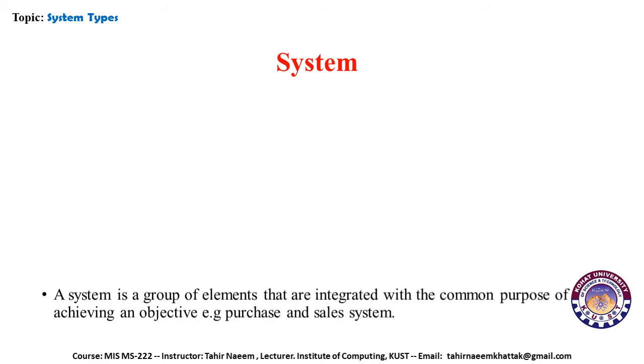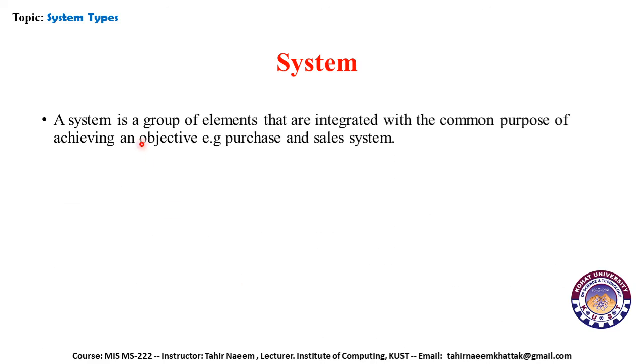So first of all, we will discuss what a system is. A system is a group of elements that are combined with the common purpose of achieving an objective. So here, the basic purpose of a system is to achieve an objective. I would like to give you an example of a sales and purchase system.